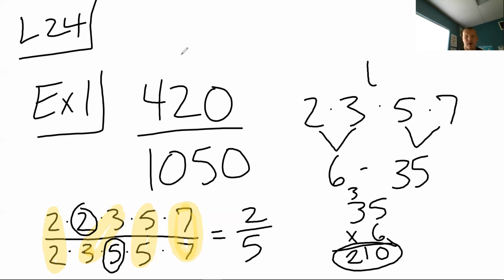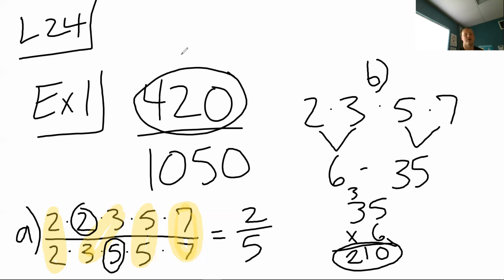So this is what we did for part B, and part A was finding 2/5. The first thing you need to do is the factor tree for what's in the numerator, which in our case was 420, and then a factor tree for what's in our denominator, 1050. Once you do that, you're able to write out what is left after you were factoring out.